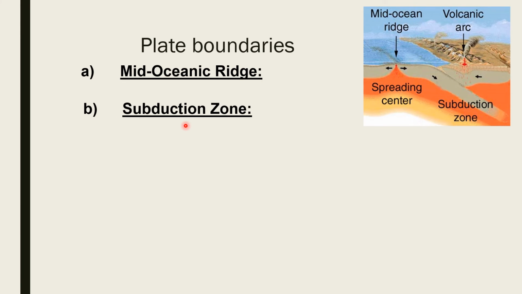The second one is the subduction zone. Here, two plates are moving towards each other, and one plate goes under while the other comes over it. When the lower plate goes into the molten lava, it starts melting, and after melting it again becomes part of the upper layer. So this region, where the plate melts, is called the subduction zone.